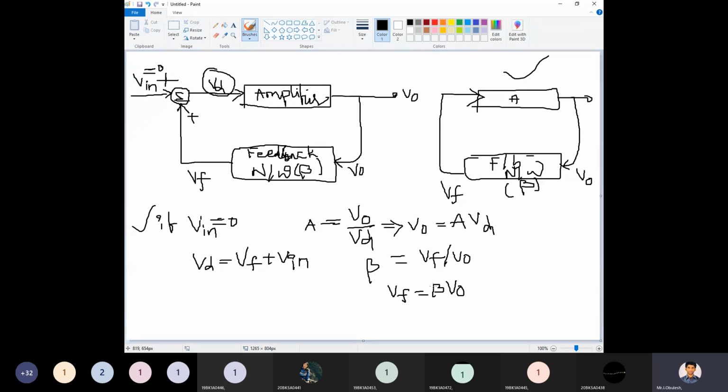Substitute this Vf value in equation number 1. Vd is equal to Vf, which means beta into V naught, plus V in.